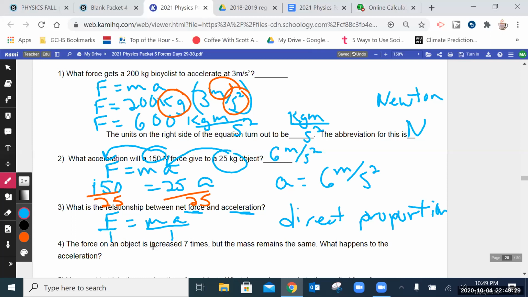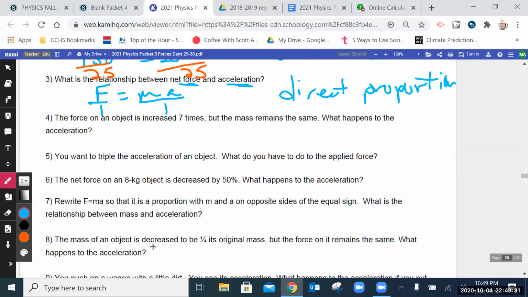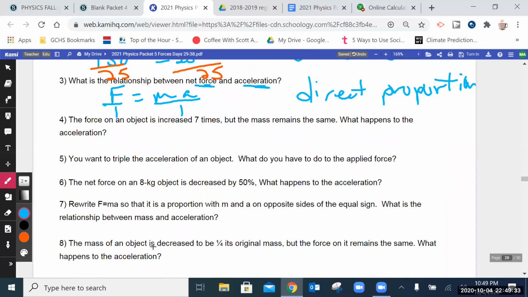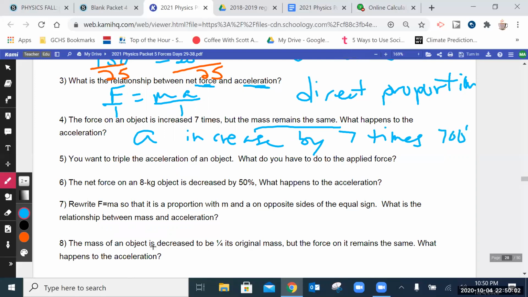Number 4, the force on an object is increased 7 times, but the mass remains the same. What happens to the acceleration? Okay, so look at this. It says mass remains the same. So we're talking about the exact same object or very, very similar objects. So if I have a car and I make the engine push on that car 7 times stronger than a moment before, then the acceleration should increase by 7 times. In other words, increase by 700%.